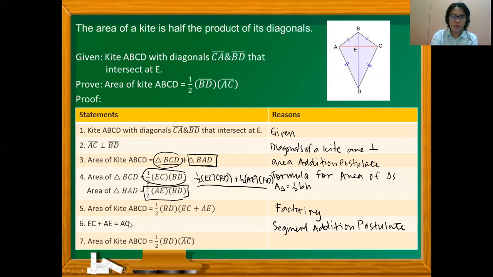Now, from the previous statement, we will be able to prove that area of kite ABCD equals 1/2 line segment BD times AC. So instead of writing EC plus AE, which is equal to AC, we just write AC here. And this is about substitution. So we substituted EC plus AE to AC. So we got really area of kite ABCD equals 1/2 BD times AC.